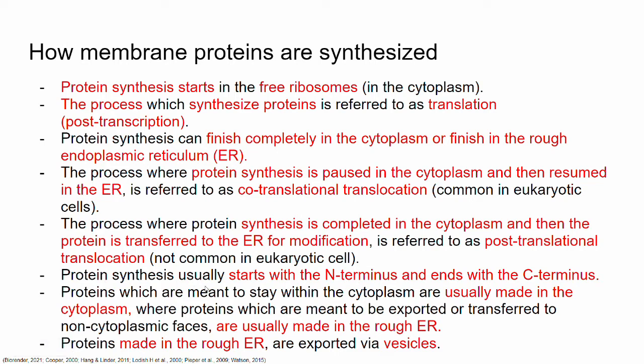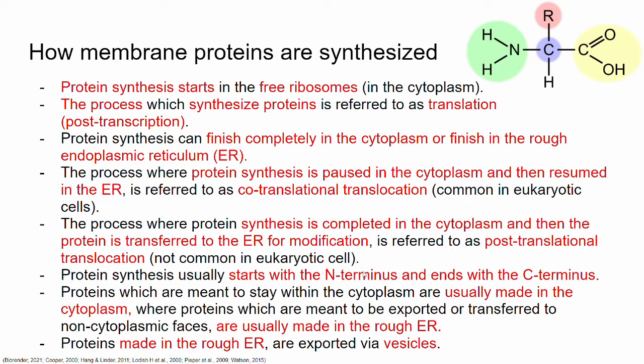Protein synthesis usually starts with the N-terminus and ends with the C-terminus. If you remember the structure of amino acids, you have the amino group, you have the central carbon, and then you have the carboxyl group. The N-terminus in this case is this side of the amino acid, where the nitrogen is. That's why it's called N-terminus. The C-terminus is where the carboxyl group is, where the C or the carbon is. This is why it's called C-terminus.